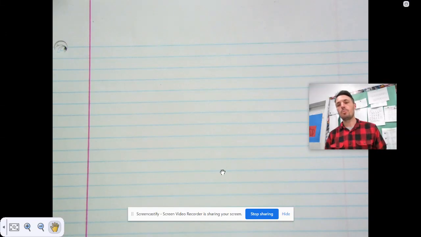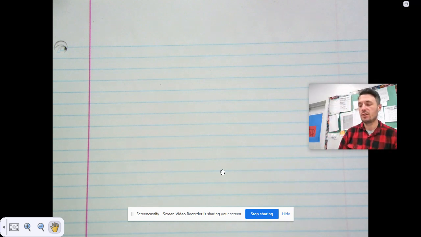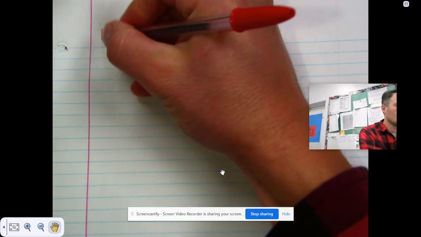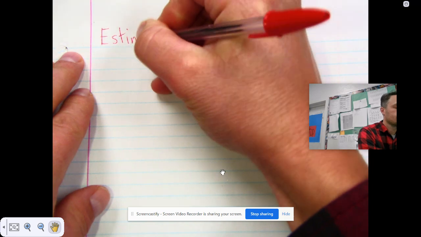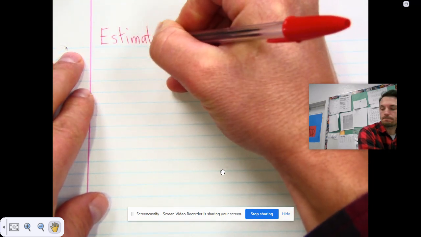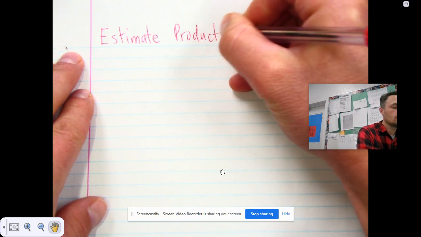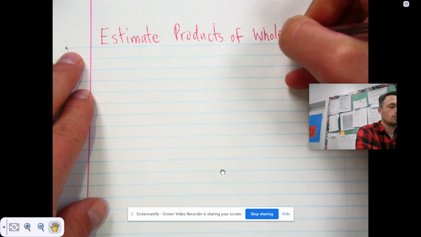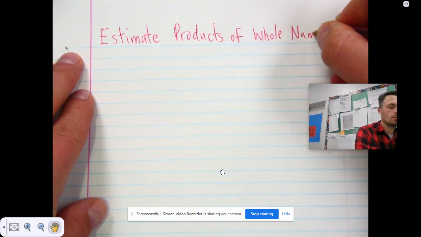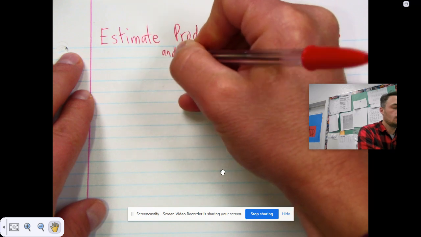Go ahead and open up your math notebook to the next available page. And at the top of that page, write the title of today's lesson with me, which is Estimate Products of Whole Numbers and Decimals.